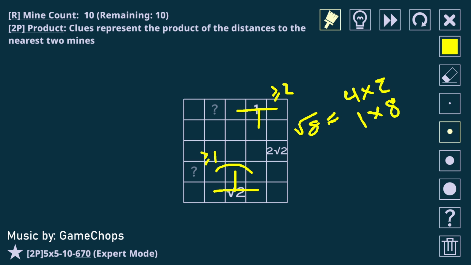So you could have one that's 1 away, plus one that's root 8 away, that's possible. You could have one that's root 2 away, which is one of those cells, and one that's root 4 away, which is in one of those cells. That has some synergy with the clue beside it. Yeah, in fact, it might have some synergy with this specific clue. I don't know though.